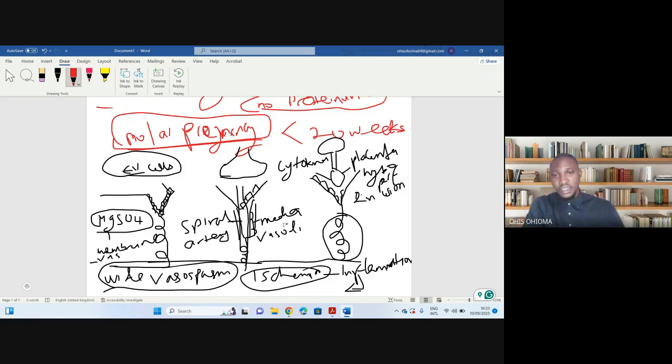But what you have in preeclampsia basically is that the extravillous cells get to the spiral artery, but they don't invade the spiral artery. They don't invade the media of the spiral artery.